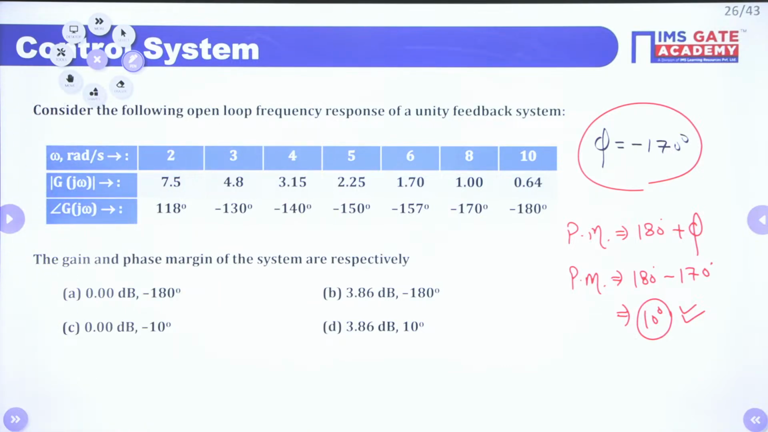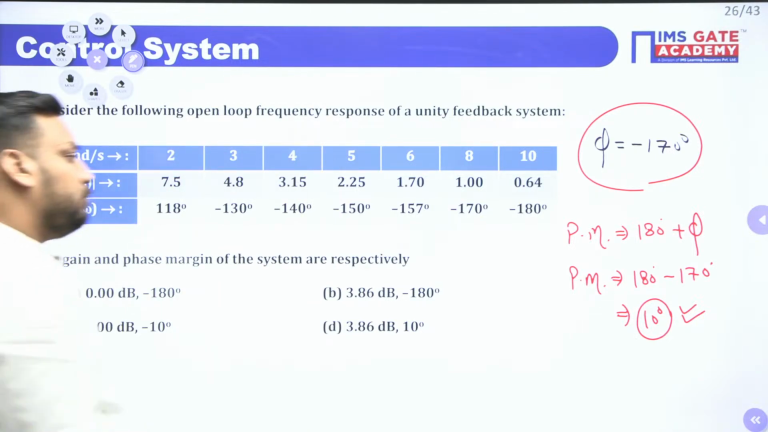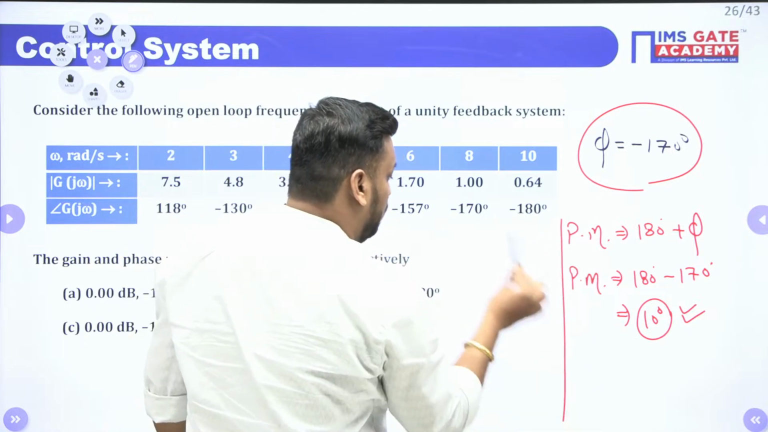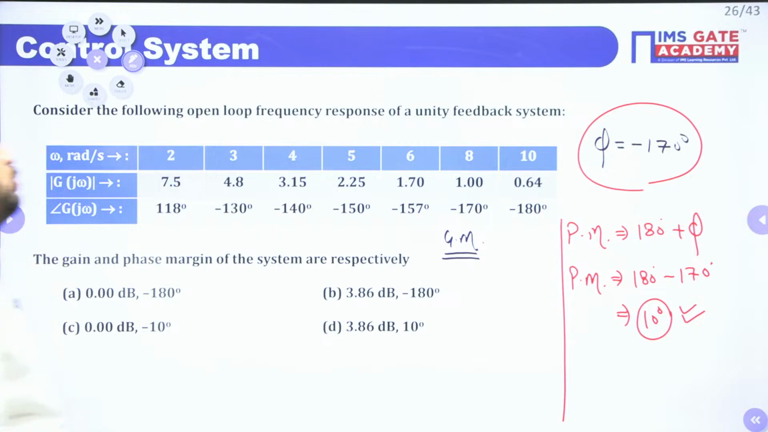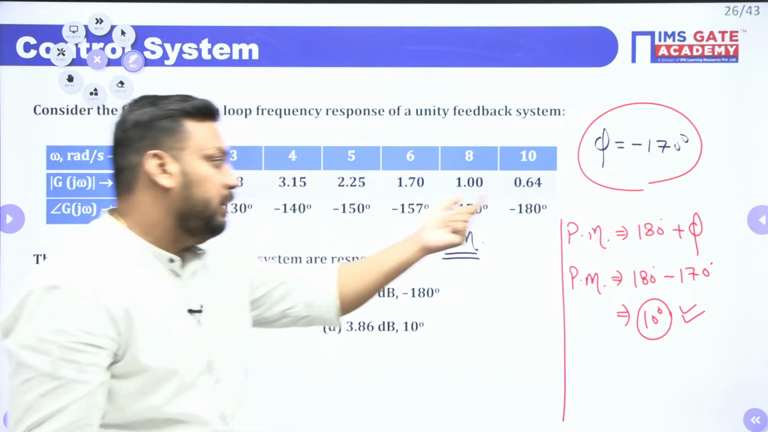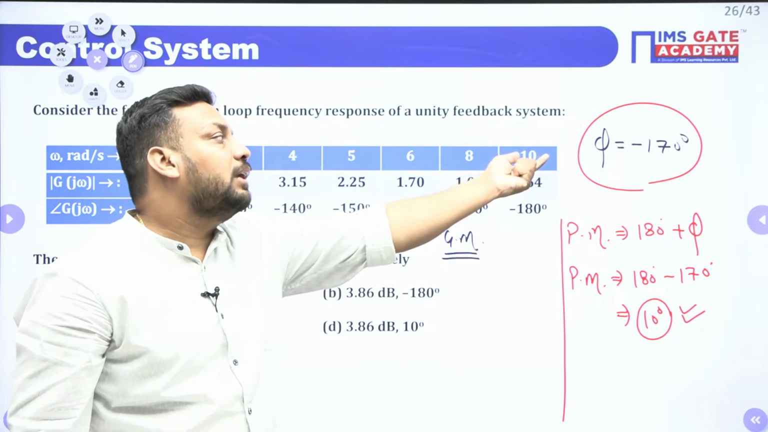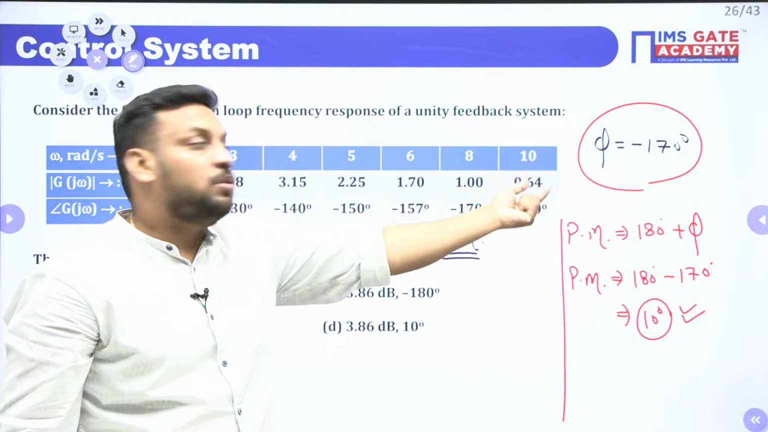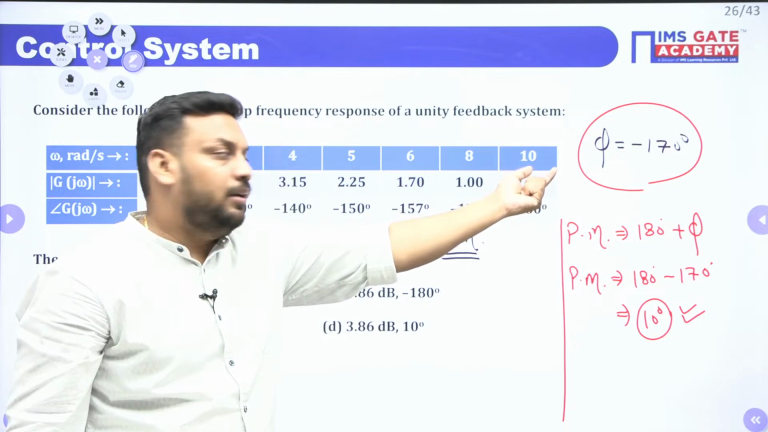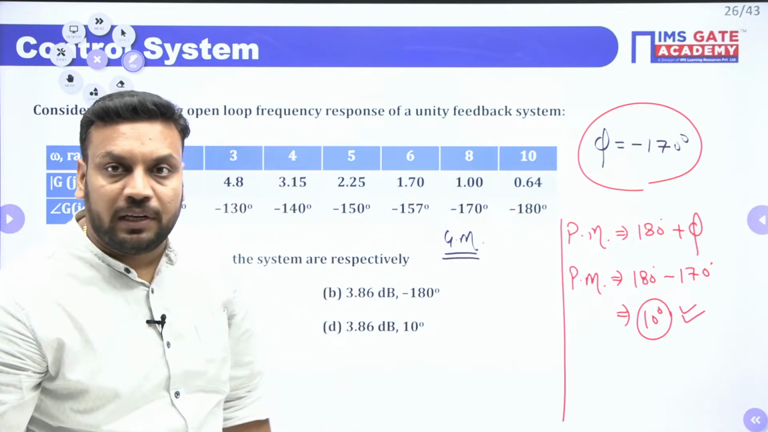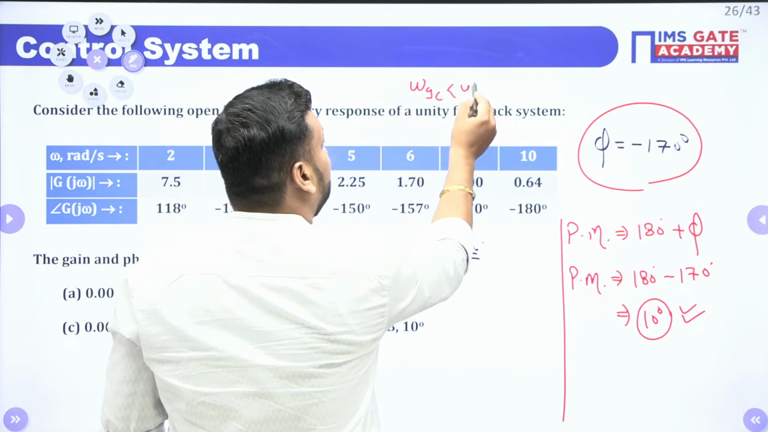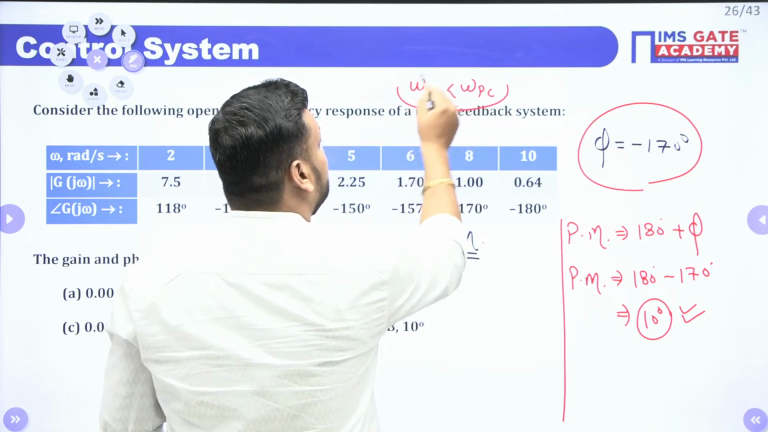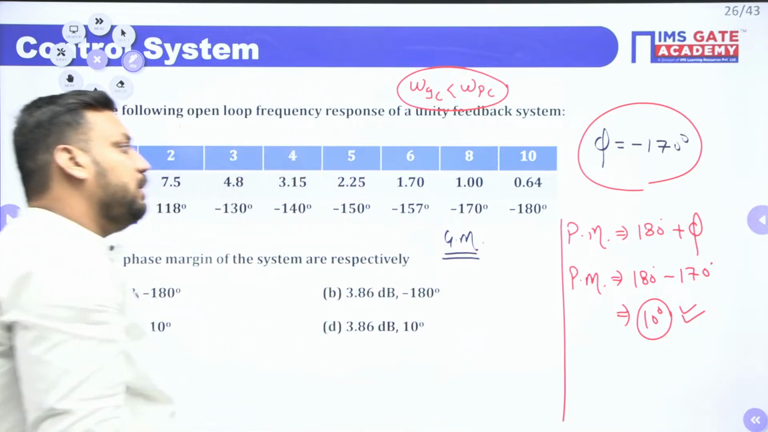And if I talk about the gain margin, you have to check where the angle of G(jω)H(jω) is equal to minus 180 degrees. That frequency will be ω_pc. So for this question, ω_pc is 10 radian per second and ω_gc is 8 radian per second. Your ω_gc is less than ω_pc, and in this case your system is stable. So gain margin and phase margin are positive.